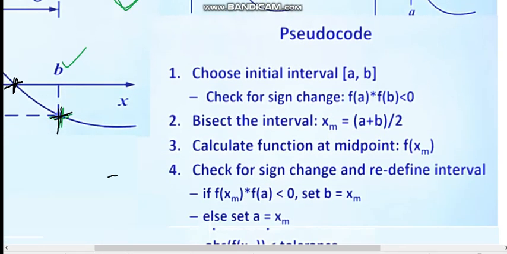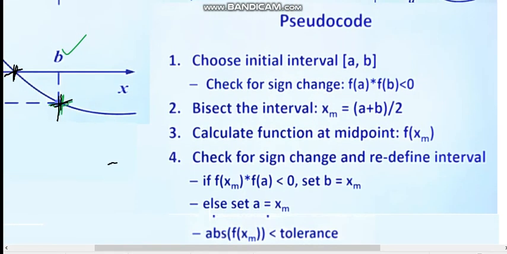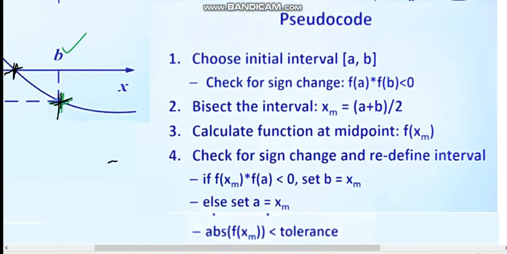So that's about this. We will have a pseudocode for this method. First we have to consider the interval a and b. Then you have to find f of a times f of b. We have to check whether f of a times f of b is less than 0.